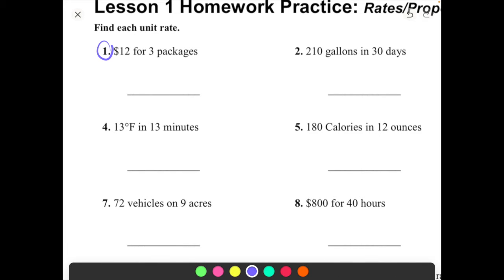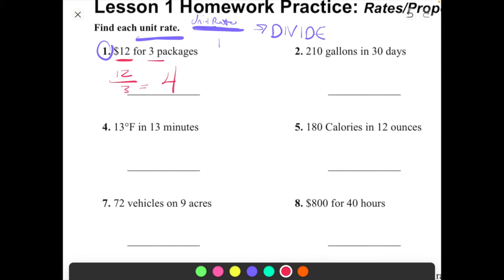Okay, so number 1 here, we're looking for unit rate in this situation. We know that whatever our rate is, our unit rate always has a denominator of 1. So all you have to do is divide. That's all it takes. Divide your first number, your top number, by your bottom number. So $12 for 3 packages. We want to know the cost per package. 12 divided by 3 is 4. So it's $4 for every 1 package. $4 per package.